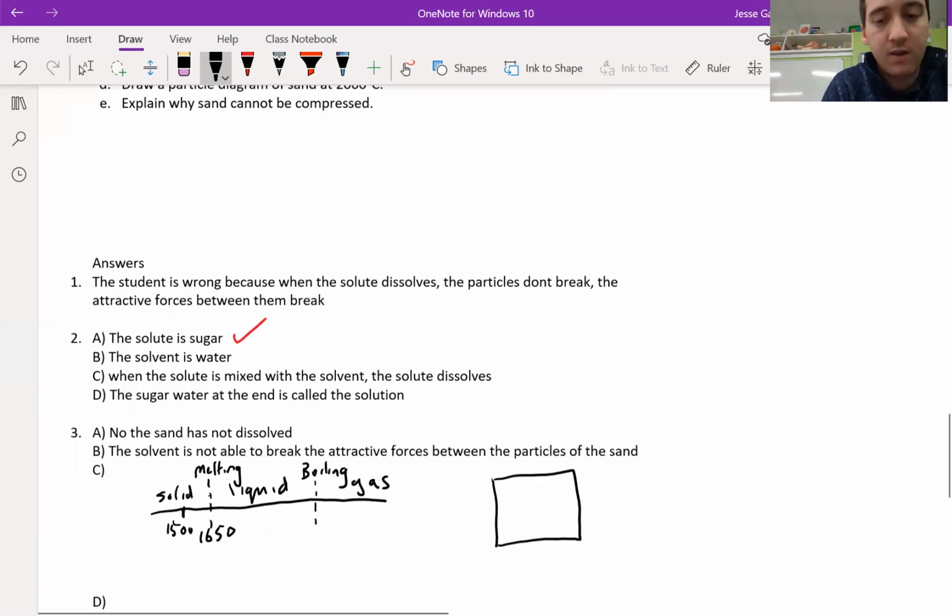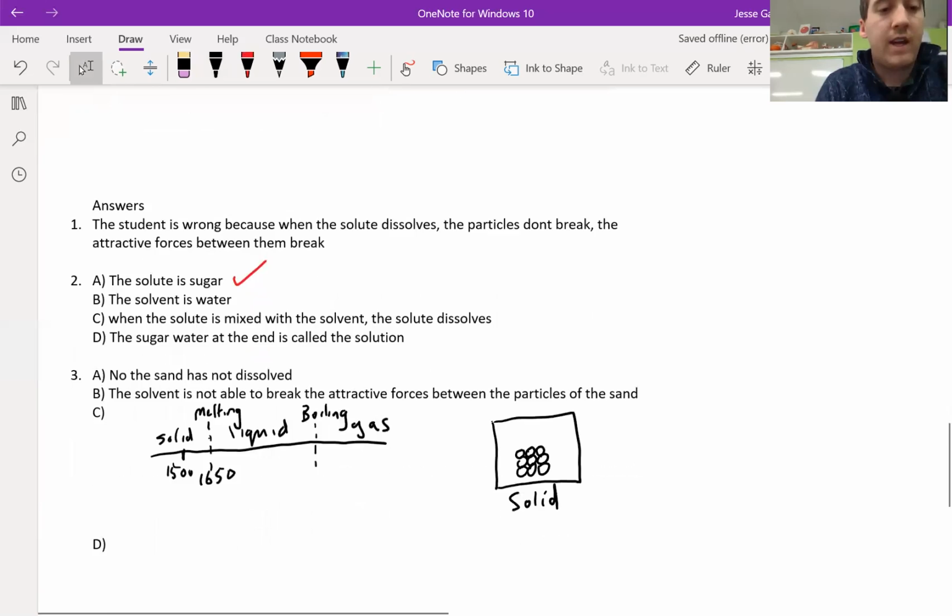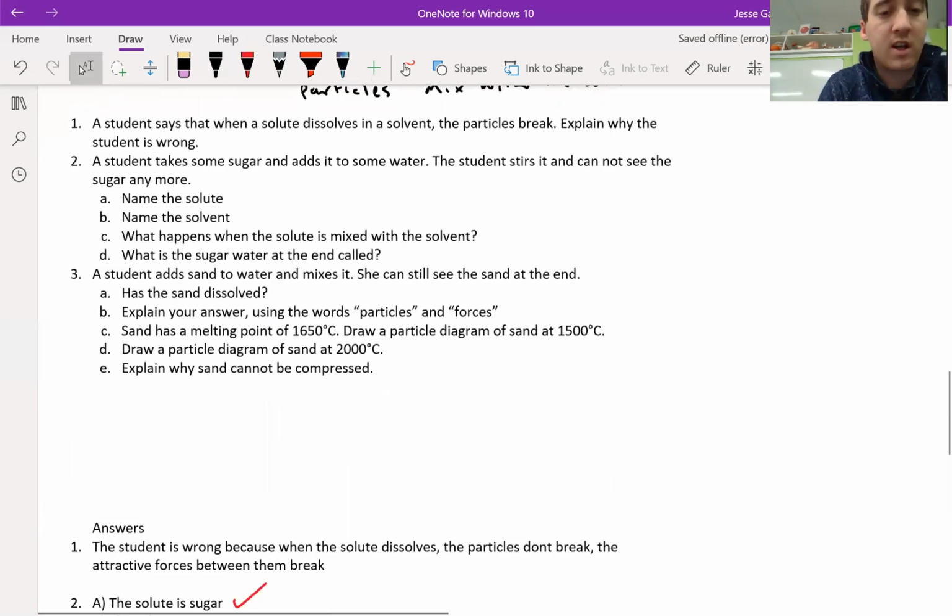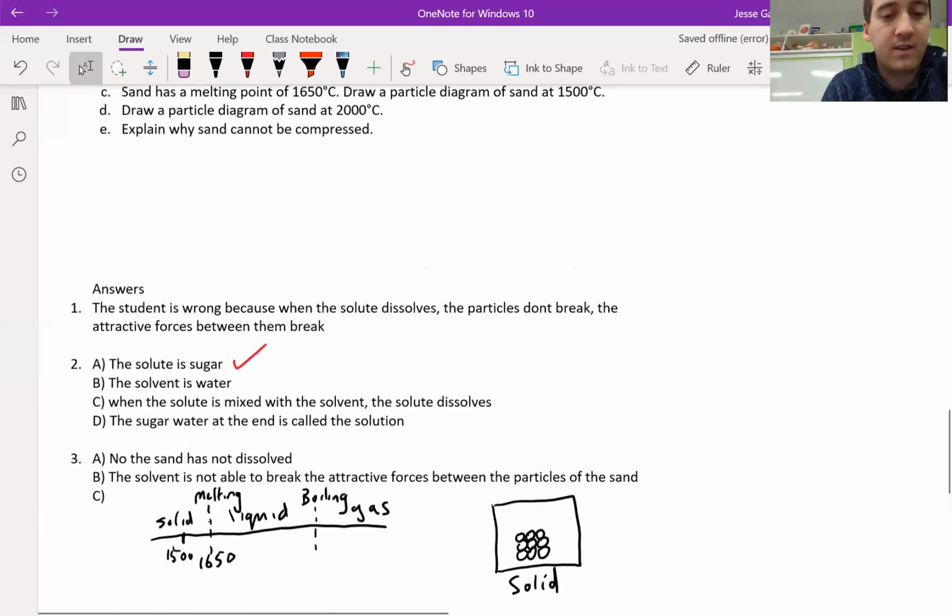So this is how we do it. We've got particles in neat rows, in a regular arrangement, all touching each other. That's a solid. Draw at least 9 particles.